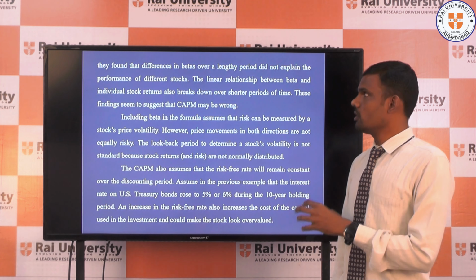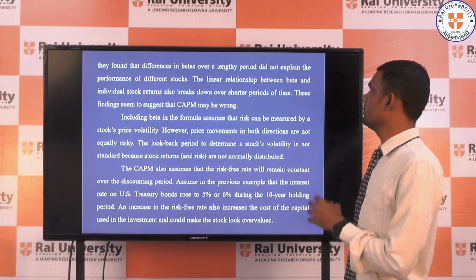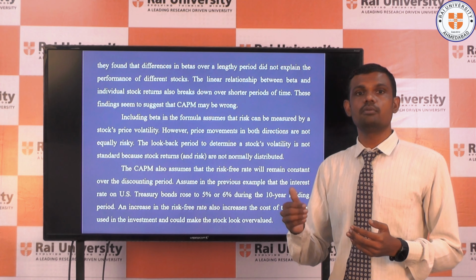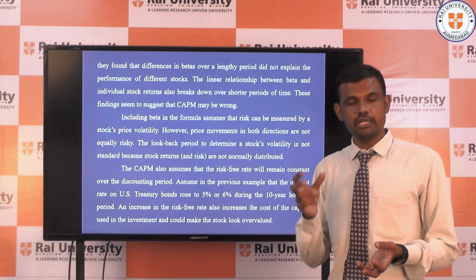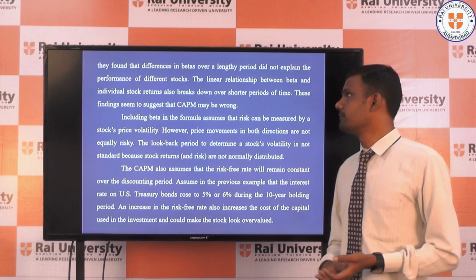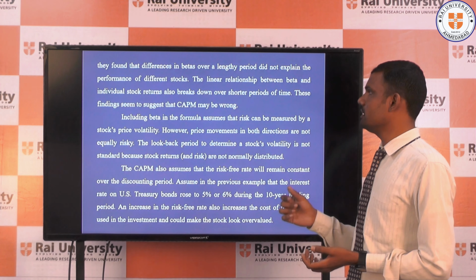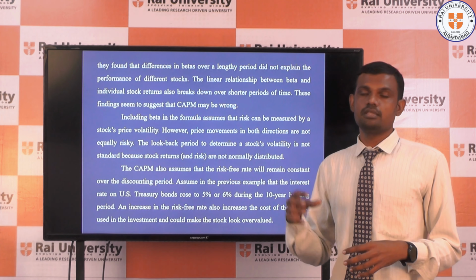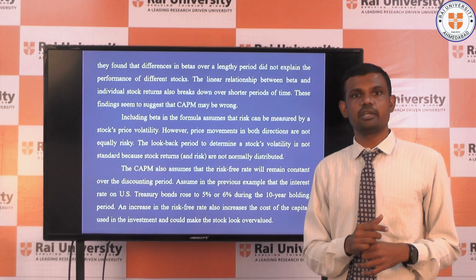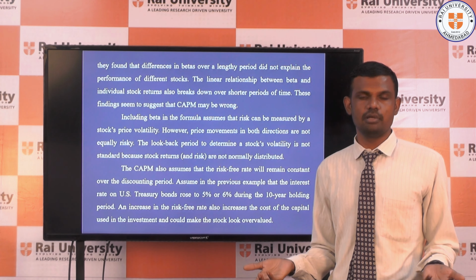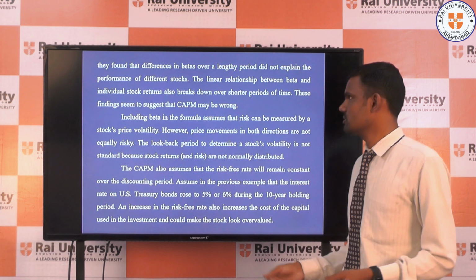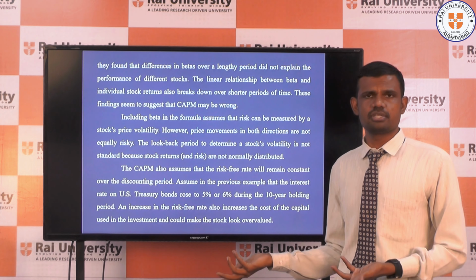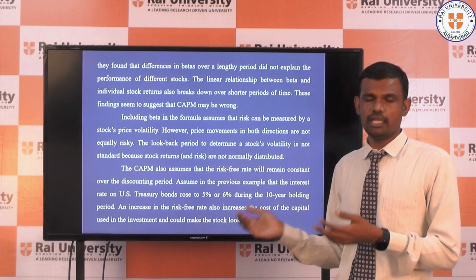Now another, we also found that differences in beta over a lengthy period did not explain the performance of different stocks. We see that in the long run beta also changes with time. So it is not possible to measure beta for a particular time period. Beta will change according to time. Also, the linear relationship between beta and individual stock return breaks down over a shorter period of time. Sometimes it is possible. We see that for many stocks beta is applicable for a particular time period, but for a shorter time period sometimes beta is not applicable. According to beta the stock will not move. That is possible. Now these are some findings which seem to suggest the CAPM model may be wrong. So sometimes it is not right to apply this model.